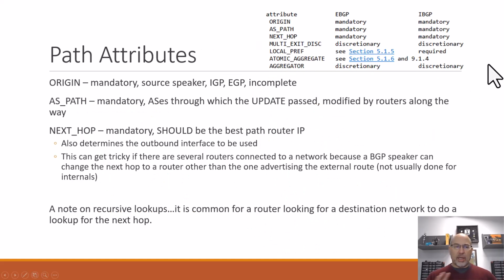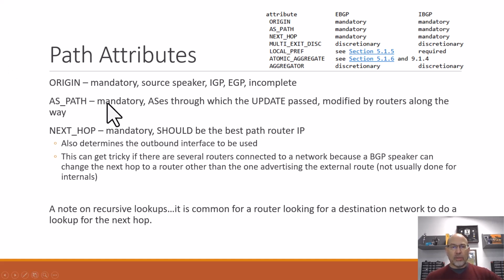Now I'm going to stop talking on this slide. We have a bunch of attributes here. As you can see from the chart at the top here, this is right from the RFC. And we can see that a bunch of these are mandatory attributes. In other words, they must be supported by your BGP speakers. And then some are discretionary. And there's a difference between what eBGP and iBGP are required to support.